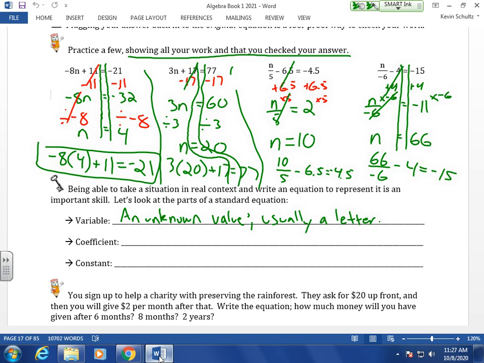Okay. A coefficient. Who does know what a coefficient is or what its function is? Elise? It's like how many of the variables? It's how many of the variable that you have. It's the number before the variable. Okay? Number before the variable.